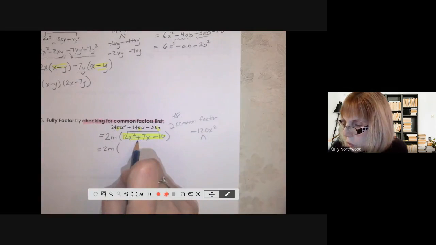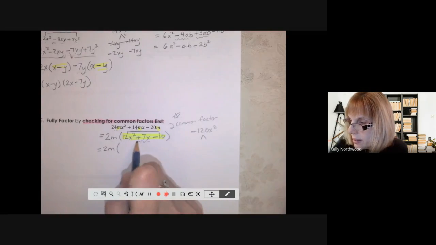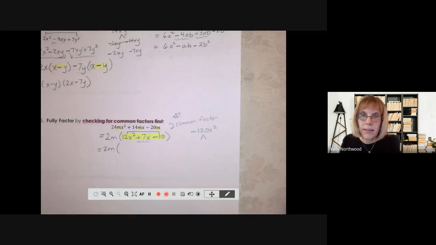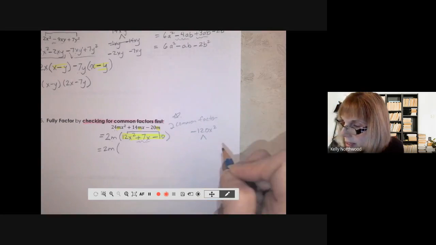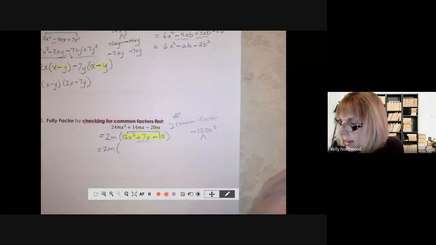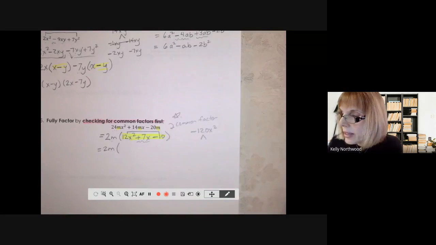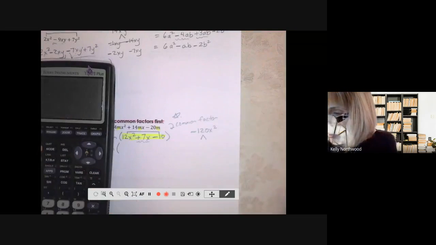And I want to add up to positive 7x here. So I know that my bigger term would have to be positive. So I'm not even going to write down 1 and 120 because there's no way they add to 7. 2 and 60 don't. So I'm just going to get my calculator out here until I start getting close. 120 divided by 3. 3 and 40, no. I want to get to 7.